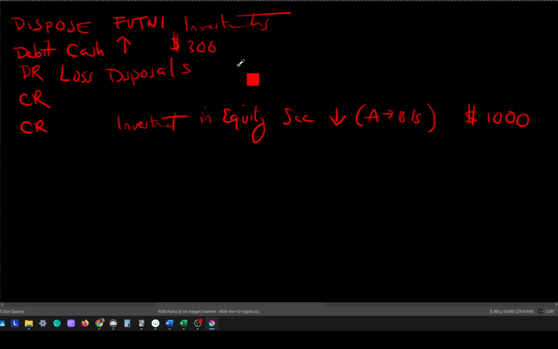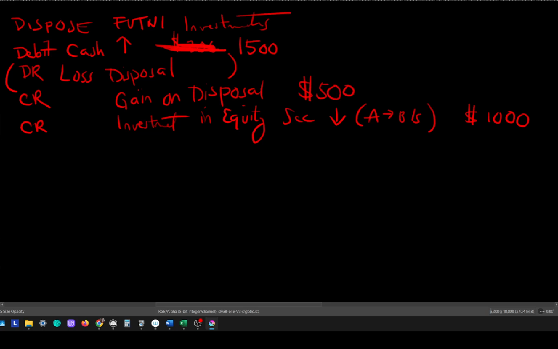And then let's invert that. Suppose you had a gain on disposal. So same situation here. Let's suppose that you received $1,500. Your investment in equity securities is only worth $1,000. So to fill in that gap in that journal entry, you're going to need a credit here for the gain on the disposal. That would be great. We'd have a $500 gain on disposal here.